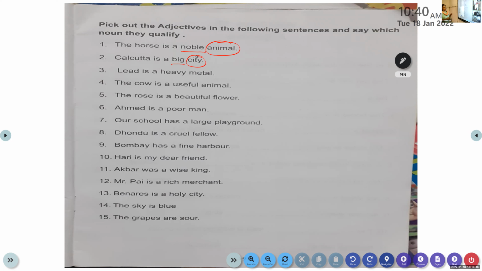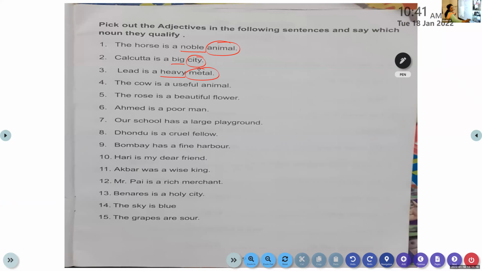Very good. Okay. Joanne, come on, Joanne. Yes, ma'am. Lead is a very heavy material. So heavy is the adjective and material is the noun. Yes, very good. So here it tells us about the quality of the metal. Heavy means its quality. So heavy is the adjective here and it describes the noun lead.